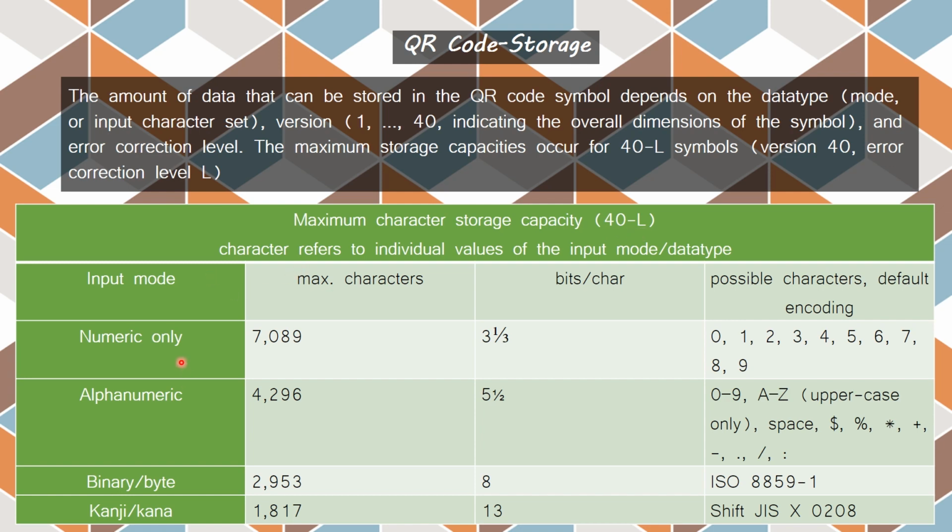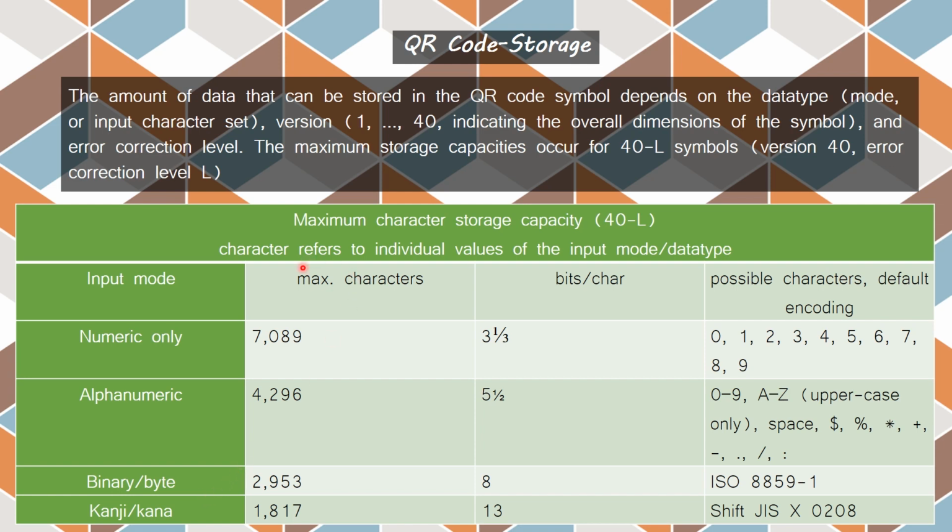We have numeric only mode, in which we can store only numbers, and we have alphanumeric mode, in which we can store numbers, alphabets, and also special characters. And we have binary mode, in which we will be storing zeros and ones. And we have kanji or kana mode. This is the Japanese language.